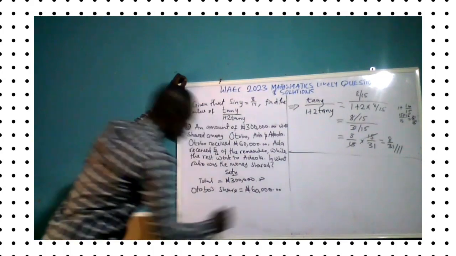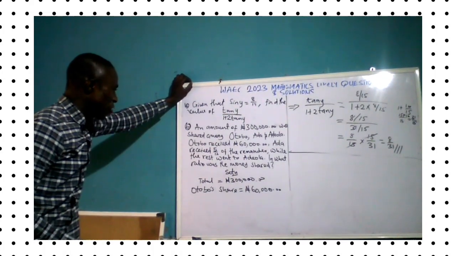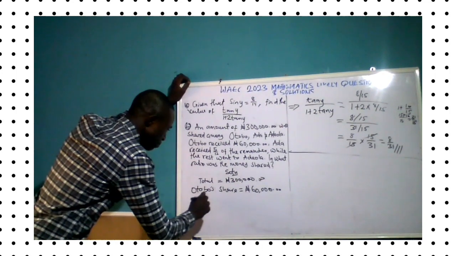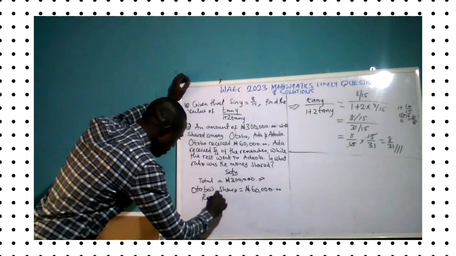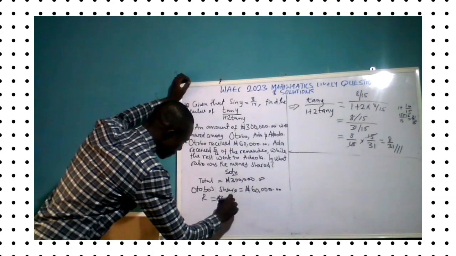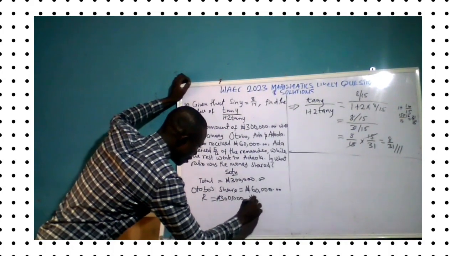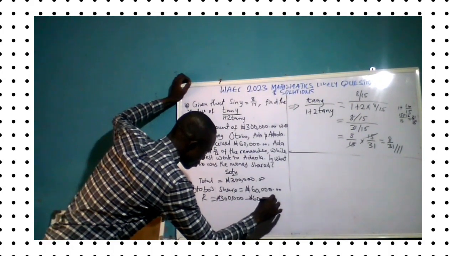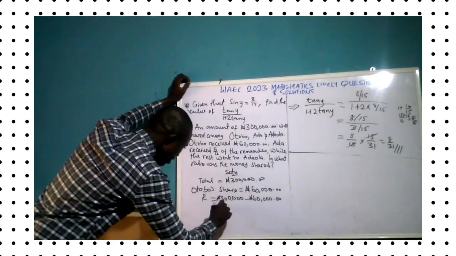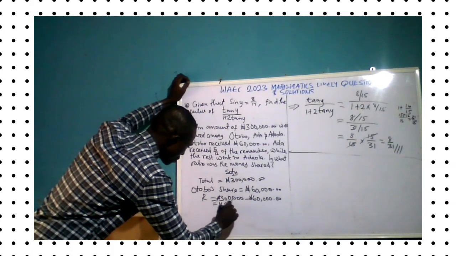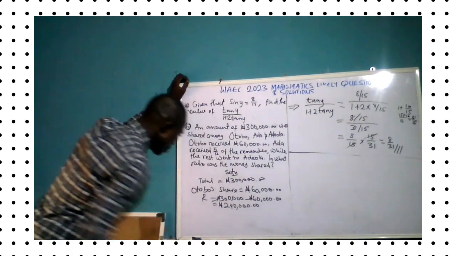Okay. Then we are told that Ada received 5 over 12 of the remainder. Now let's take the remainder. Let's call the remainder R. R is equal to 300,000 naira minus 60,000 naira. That's going to give you 240,000 naira. Okay, so that's the remainder.